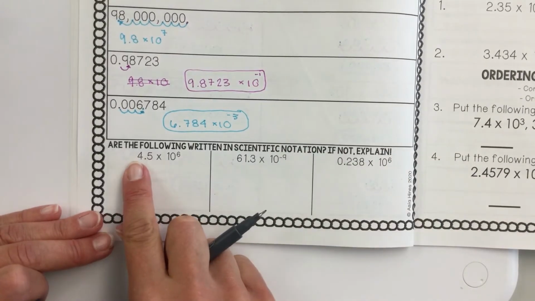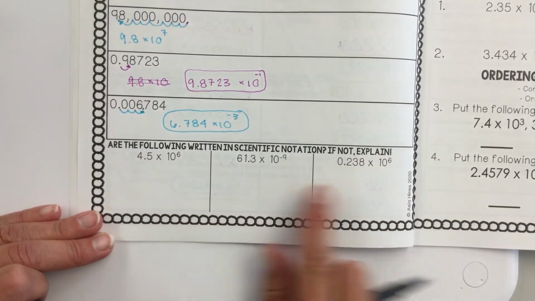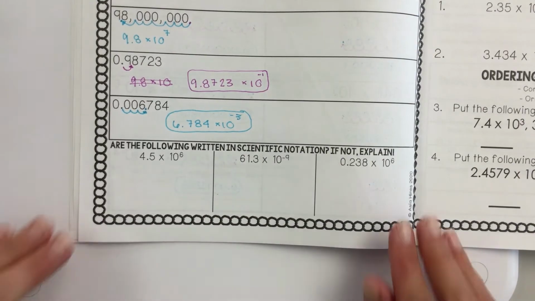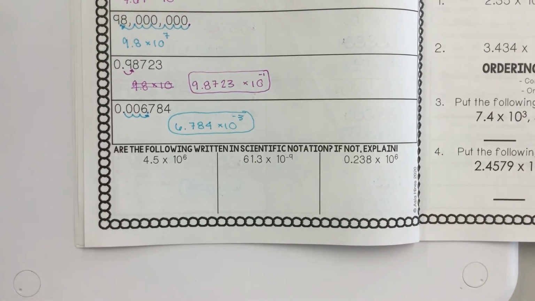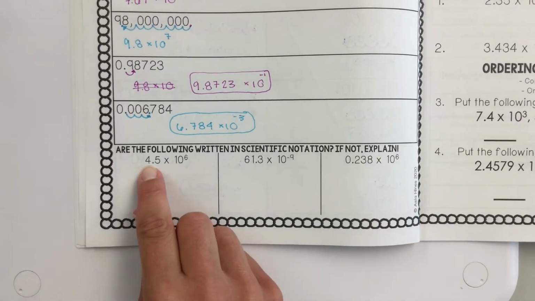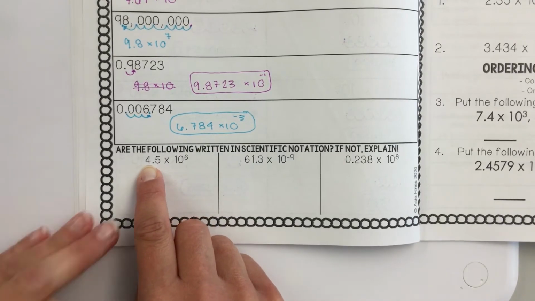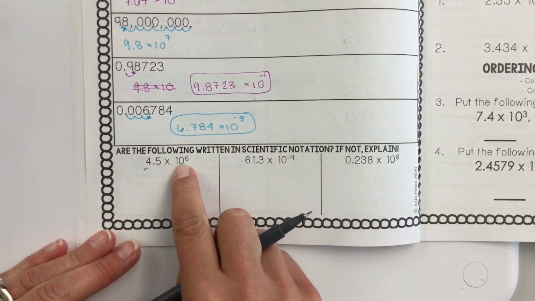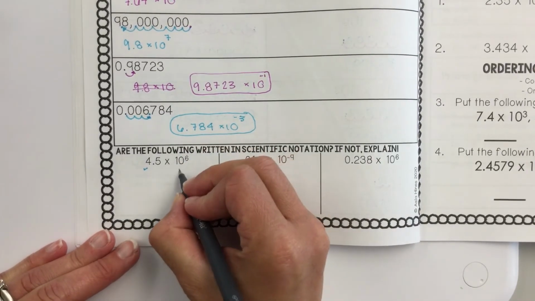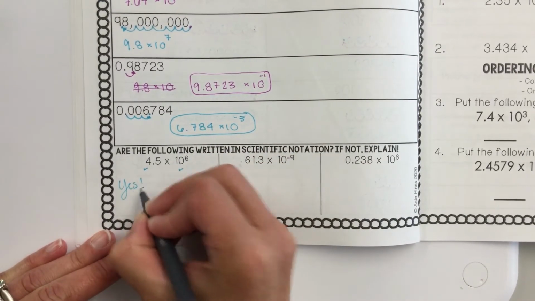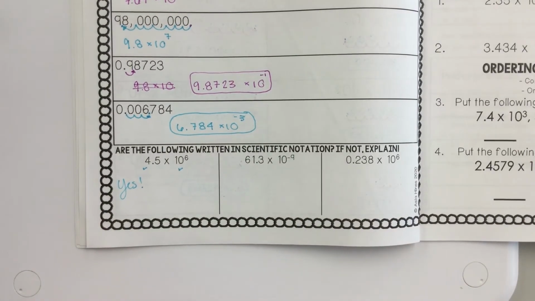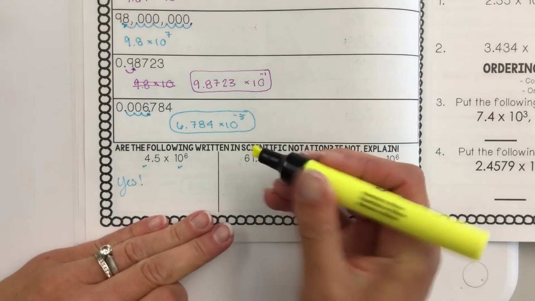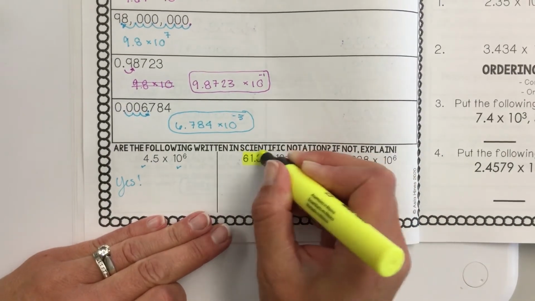Okay, so the next question: are the following written in scientific notation? I want you guys just to take a second and look at that. Remember, the first number, the coefficient, has to be greater than 1 but less than 10. So this part, we're good. And then it's always a 10 to an exponent, so we're also good. So we'll say yes. Okay, the next one, is this one written in scientific notation? And we're going to say no.